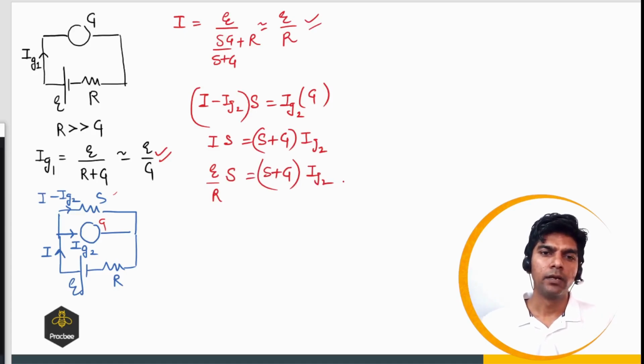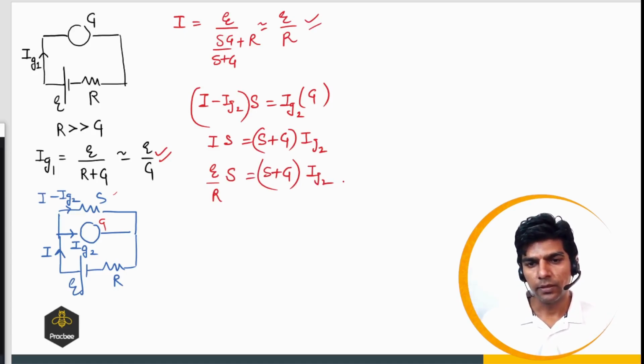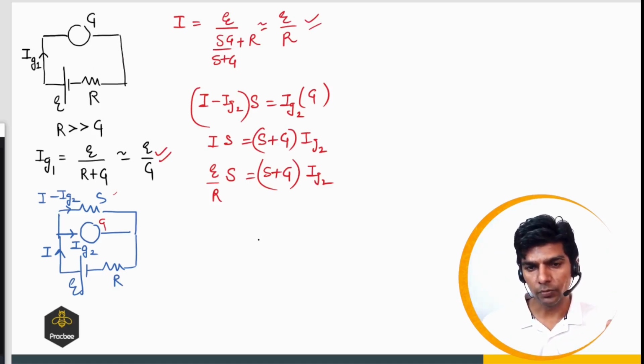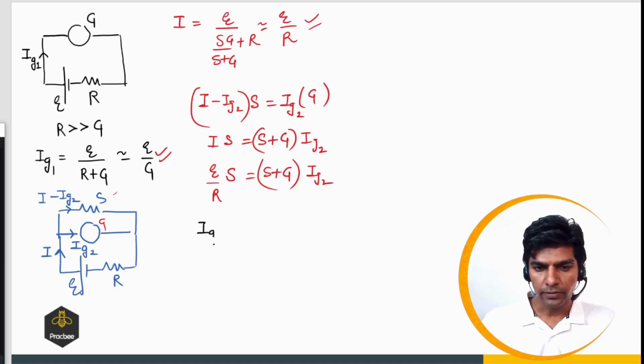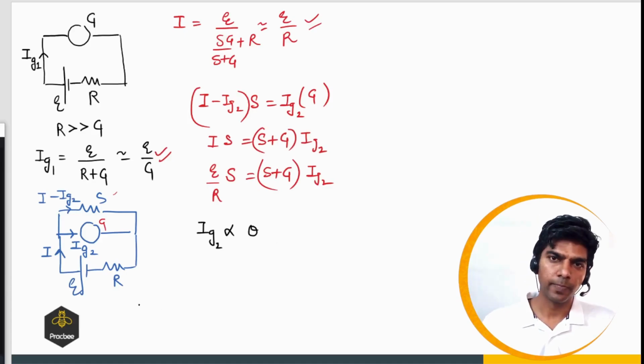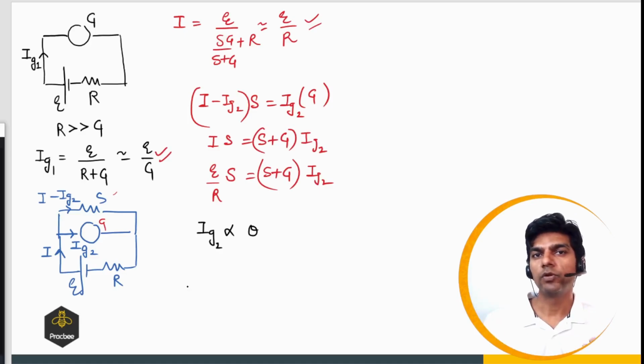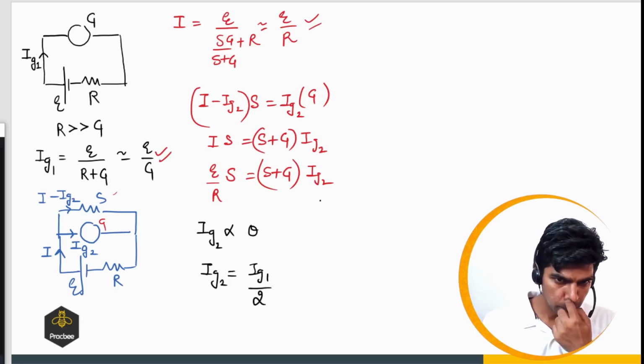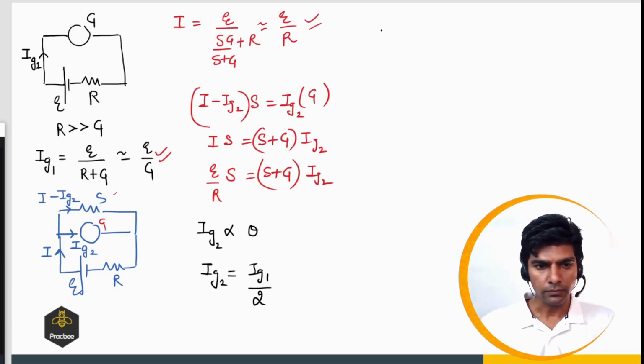In the half deflection method, the deflection in the galvanometer becomes half. We know that in case of a galvanometer, the deflection is proportional to the current in the galvanometer. So IG2 or IG1, they are proportional to the deflection. If the deflection is getting half, the current will also get half. So in case of half deflection, IG2 will be IG1 by 2, and IG1 is nothing but E by G.